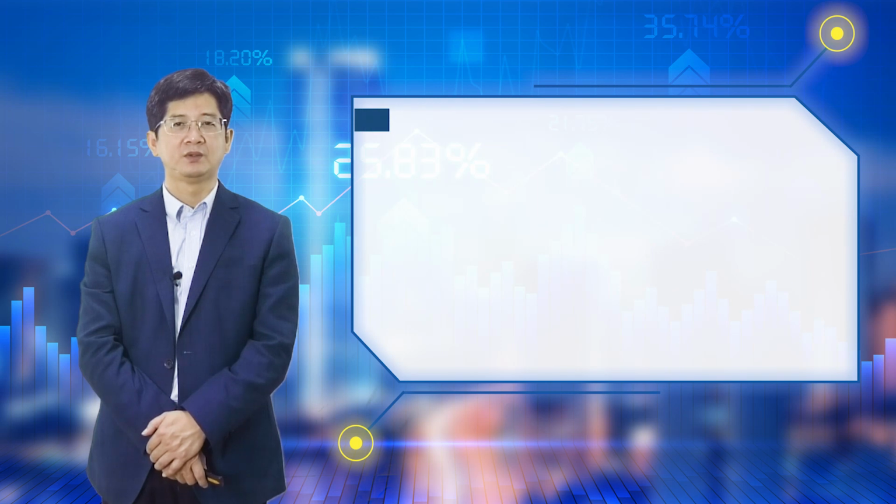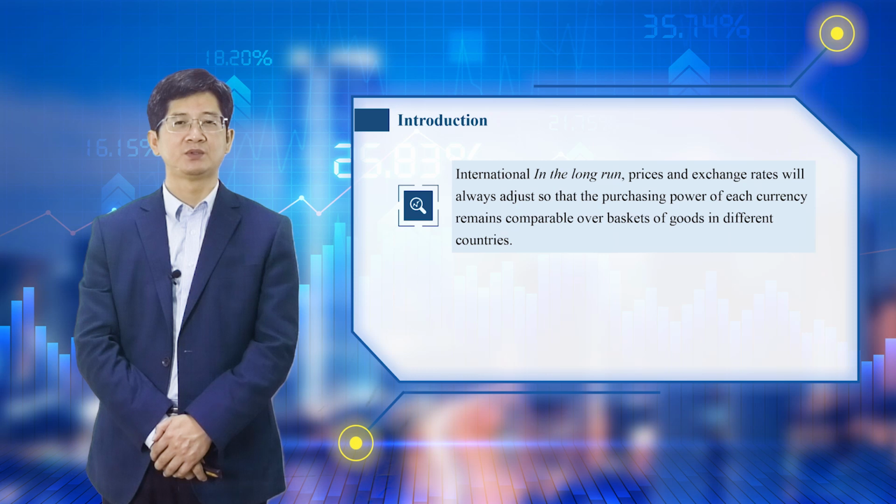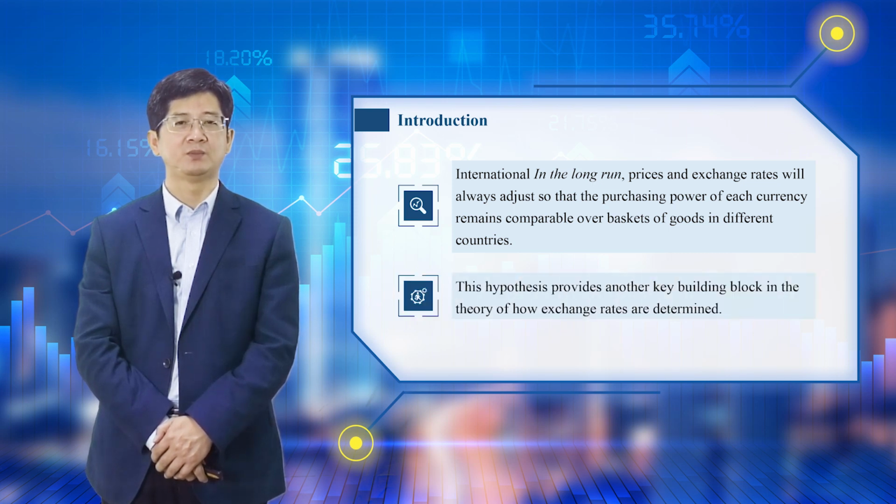In the long run, prices and exchange rates will always adjust so that the purchasing power of each currency remains comparable over baskets of goods in different countries. This hypothesis provides another key building block in the theory of how exchange rates are determined.